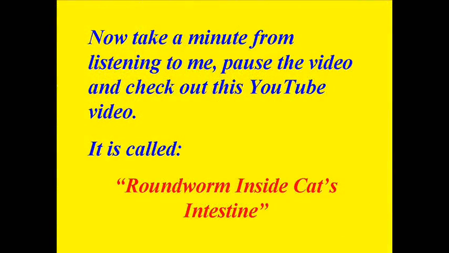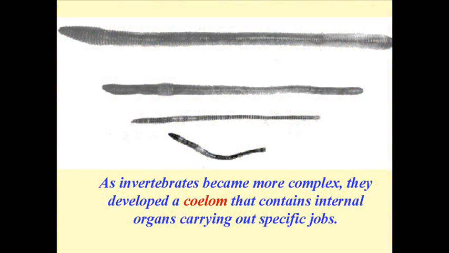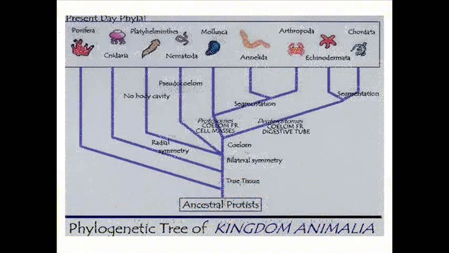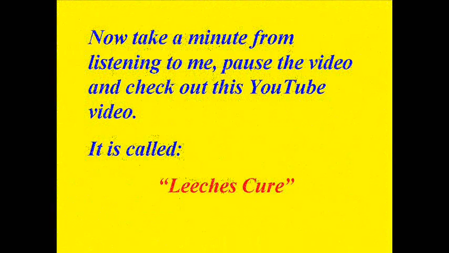If we get a little bit more complex, then we get up to what's known as the annelids. Now, these are your roundworms. Again, what makes them more complex is that they have a third layer, the mesoderm, and the beginnings of internal organs, as they've developed this coelom. Again, take a peek at this video that I've put together for you.